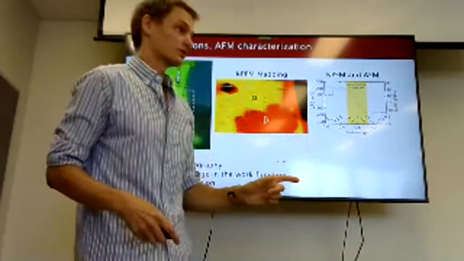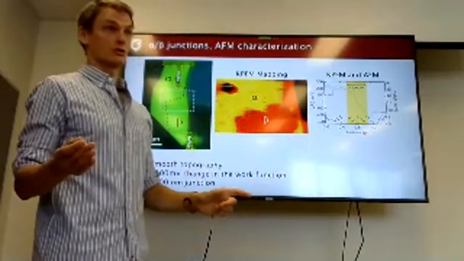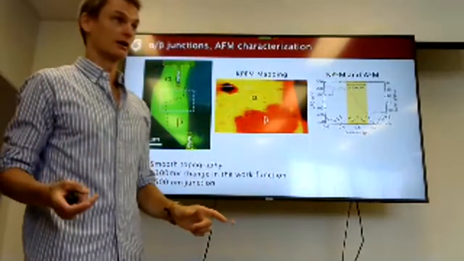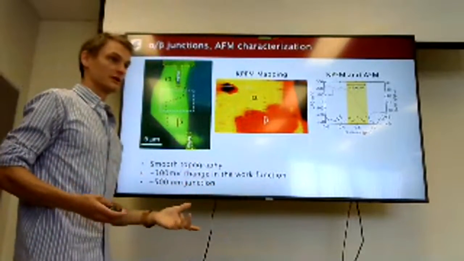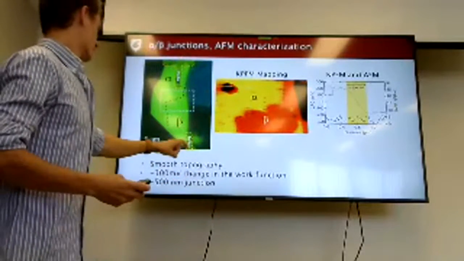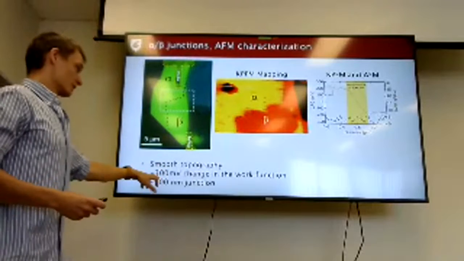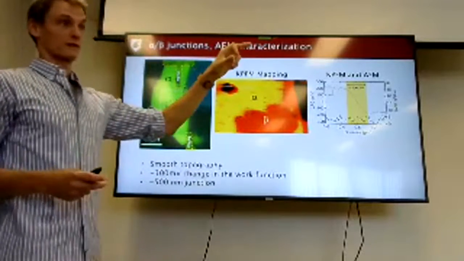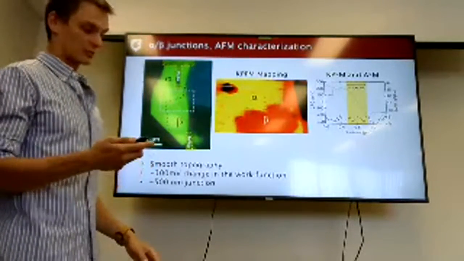Okay, and this was true on all the polka dots we drew, on all the devices we made, and I think we're at a dozen or so now. So we have a 500 nanometer junction, and then a 300 millivolt change in the work function. All right, and smooth topography.